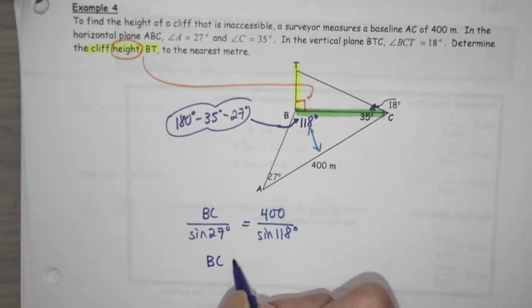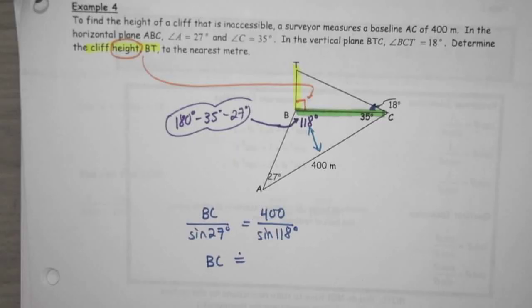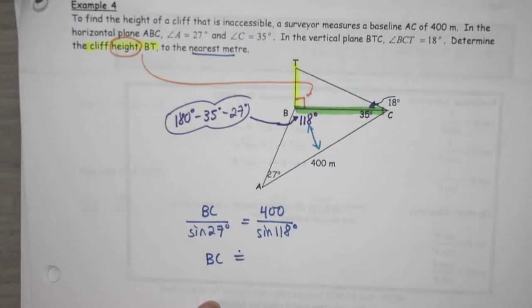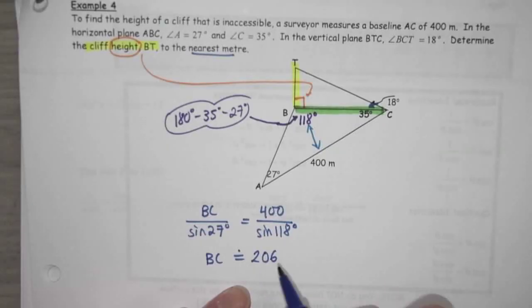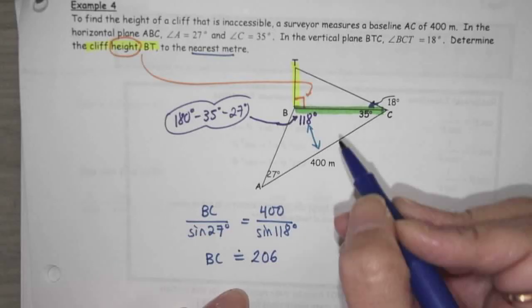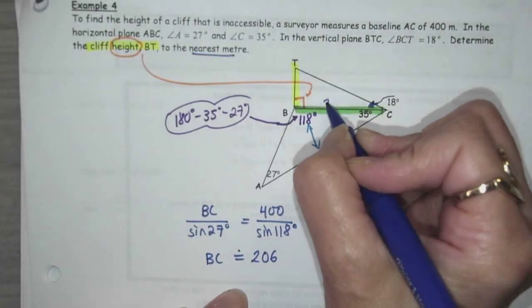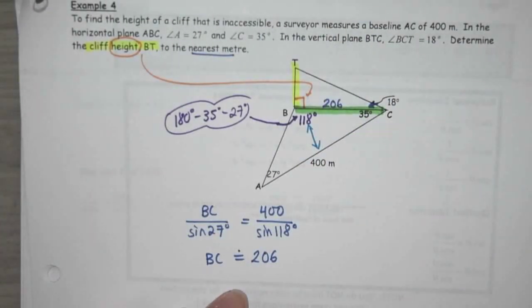Find your BC, approximately, nearest meter. It says nearest meter. Getting 206, rounded properly or no? 206. We're okay. So then that makes this side here 206.